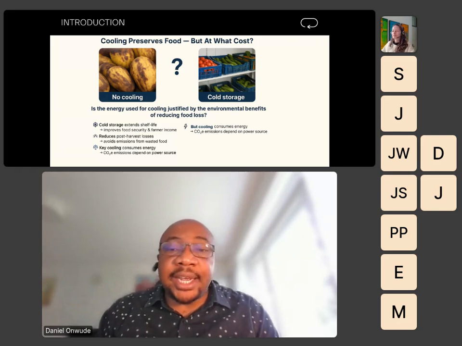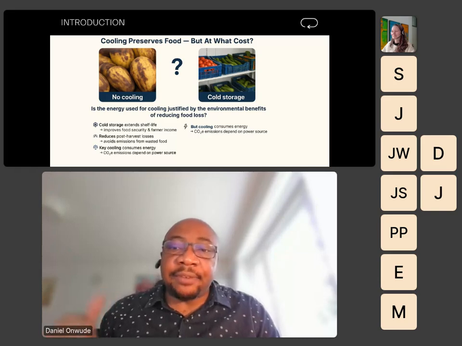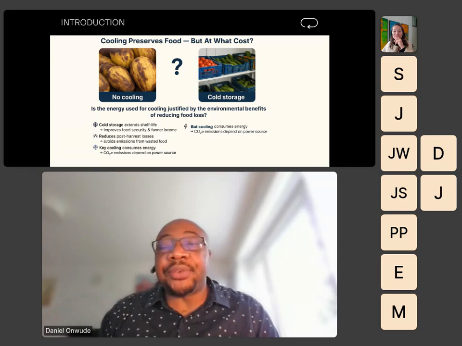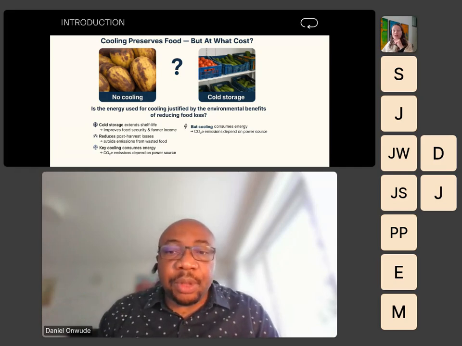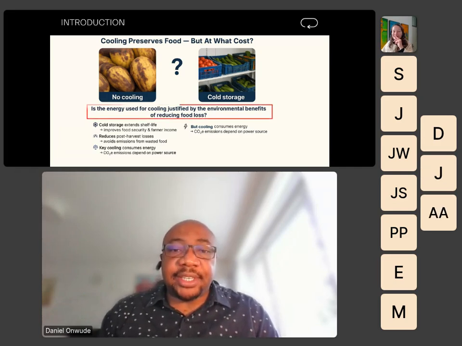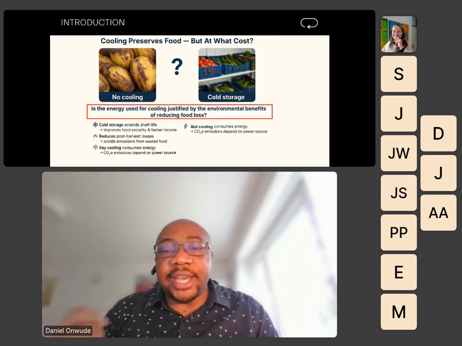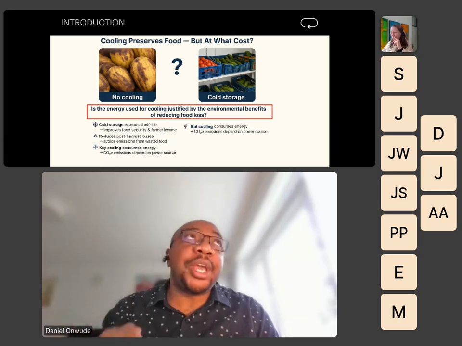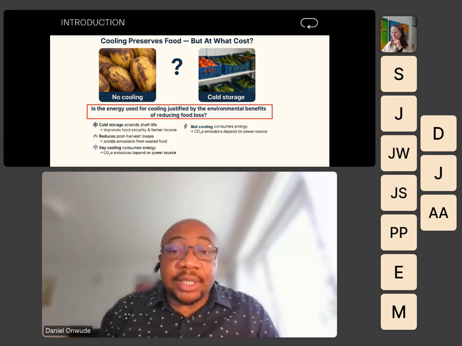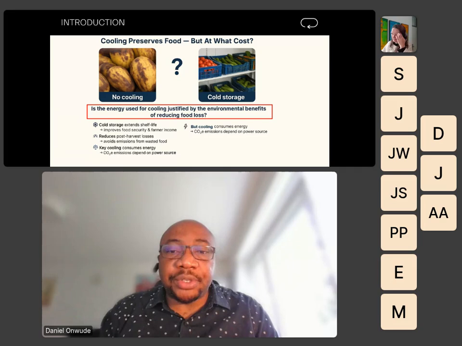Because as I said earlier, cold storage has a huge potential. It can extend shelf life, reduce food loss, and in turn improve food security and farmers' income. But these benefits always come at an energy cost. So the key question here is, do the benefits outweigh the environmental cost? This is the question that we try to answer with this approach, right?